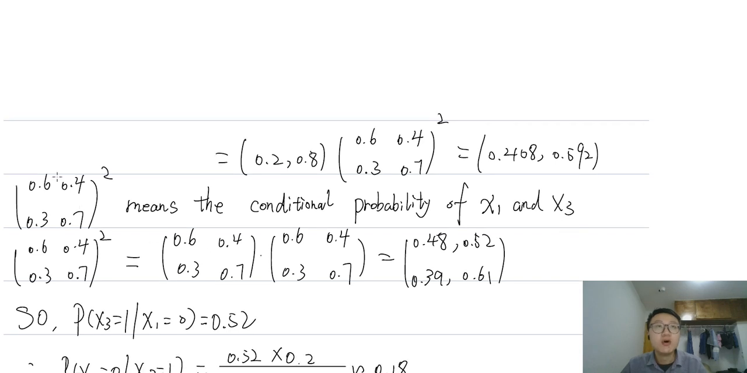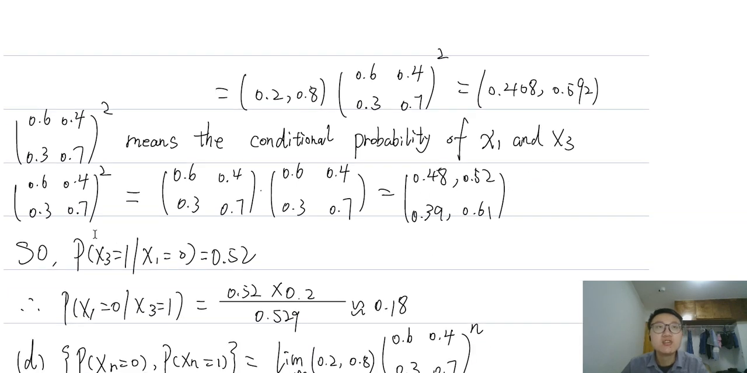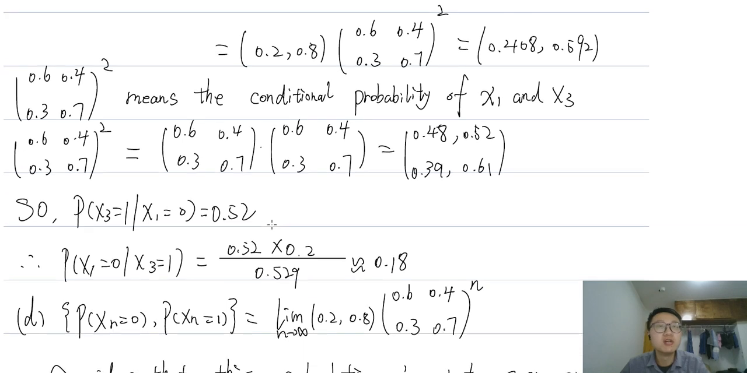This format means the conditional probability of x1 and x3. So we can get this result: the conditional probability when x1 equals 0 and x3 equals 1 is 0.52. So we can easily get the result of this probability, about 0.19.